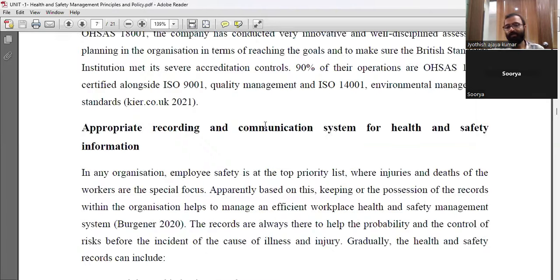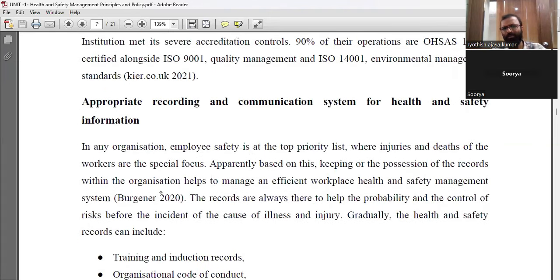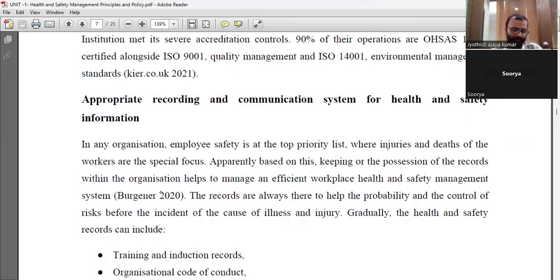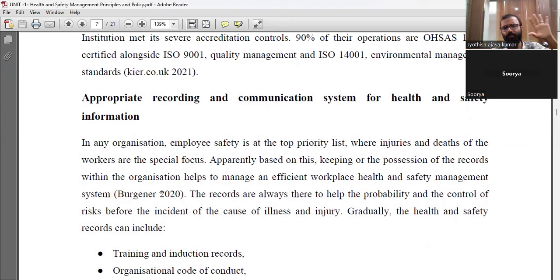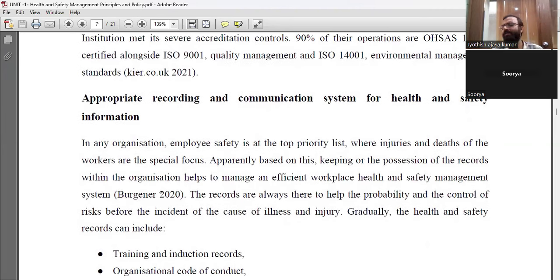Appropriate recording and communication system for health and safety information. Basically, what kind of communication system would be there in an organization? Training would be there, toolbox talks would be there, the HSE policy would be kept in a particular place, and people would be handed those policies. Then all kinds of signages, posters, and all those things. All these are ways of communication, like training.